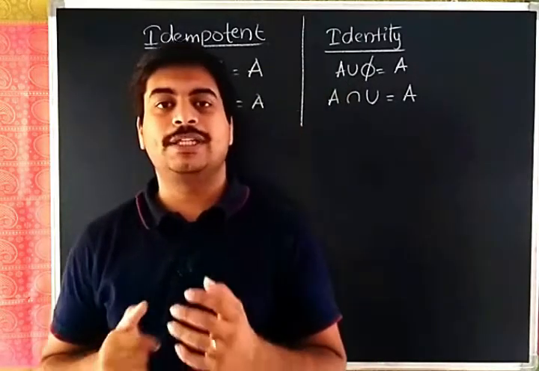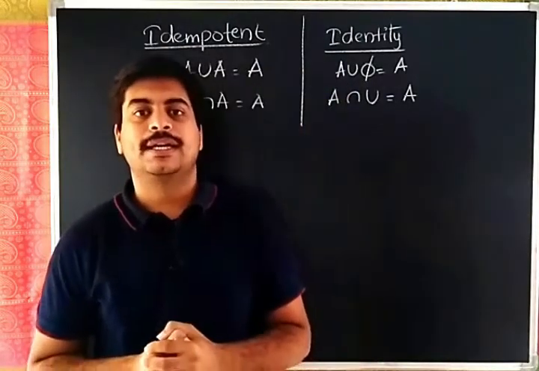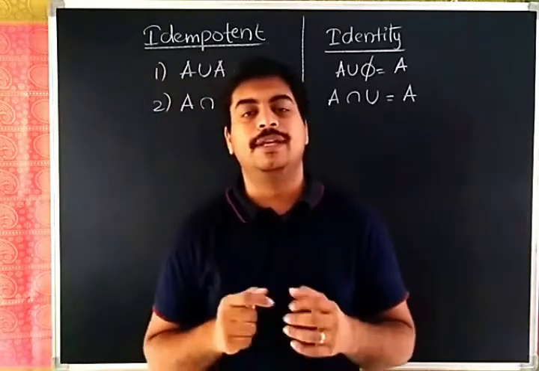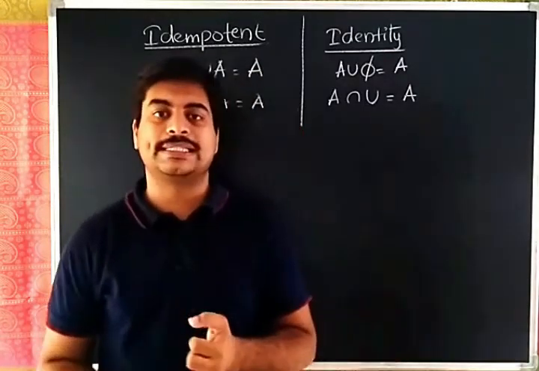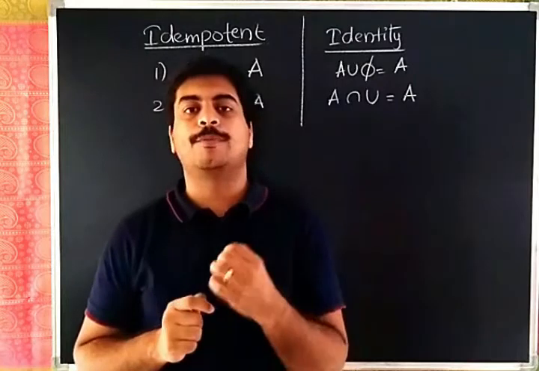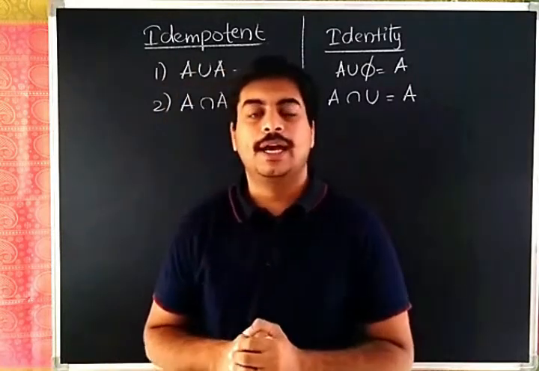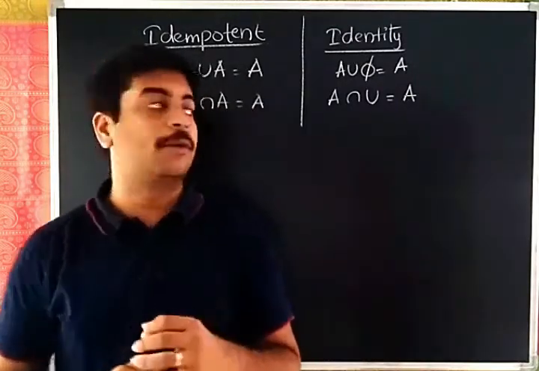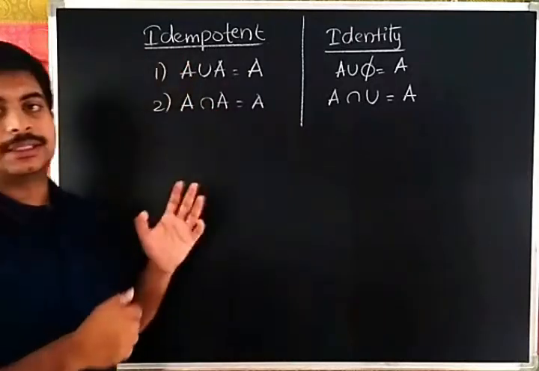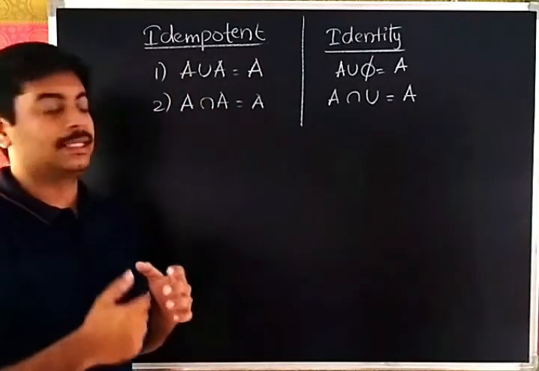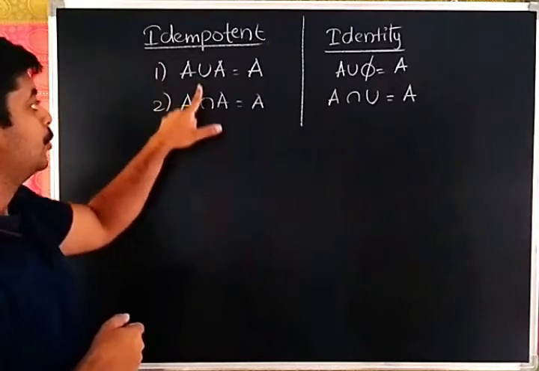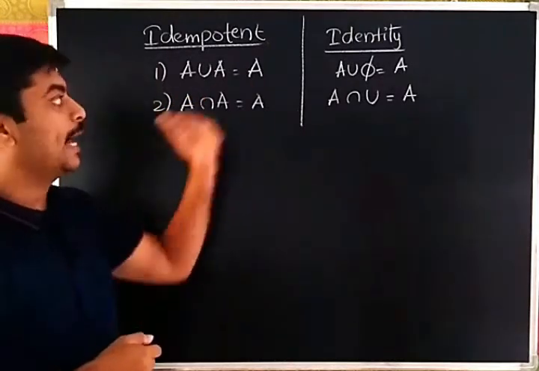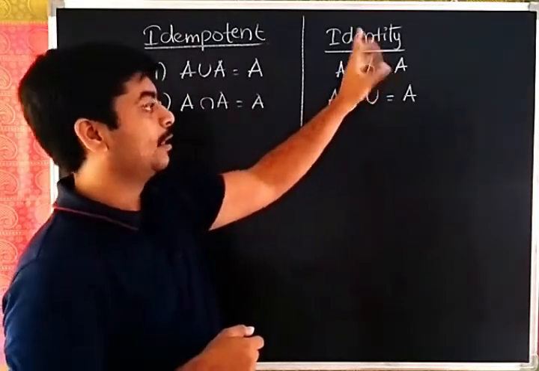So we will continue with the topic sets. In the last class we learned what is union of set, intersection of a set. So we'll see some more properties based on that. The first law in this topic is idempotent law. Idempotent. So in that you have one with union and one with intersection, and the other property is identity law.